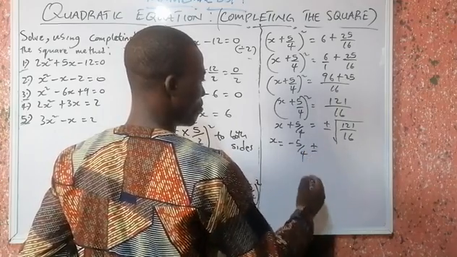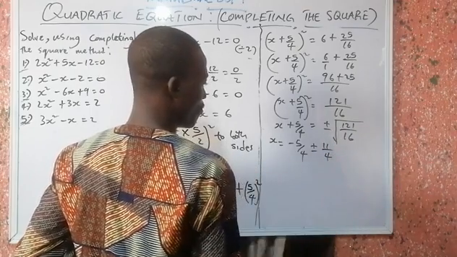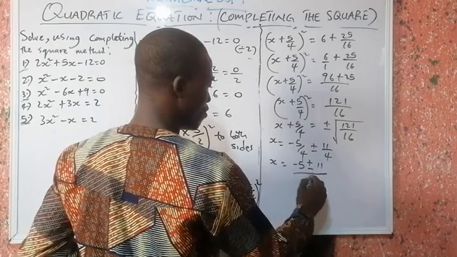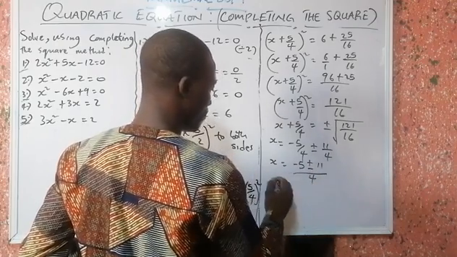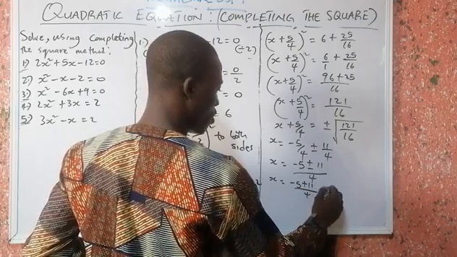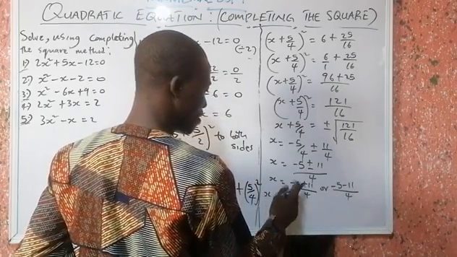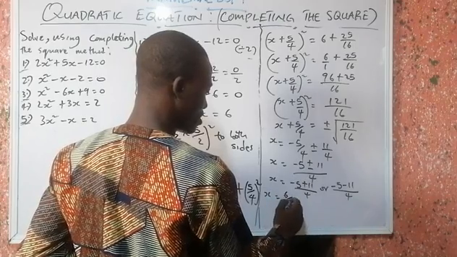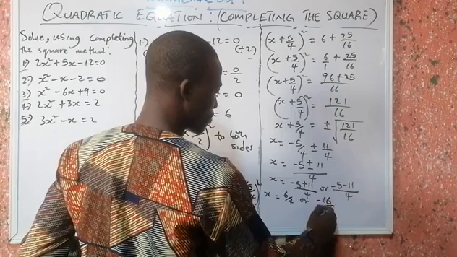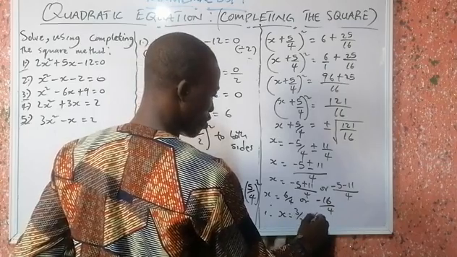What do I have here? Plus or minus. What is the square root of 121? 11. The square root of 16 will give me 4. So x equals minus 5 plus or minus 11 over 4. And this will give me x equals minus 5 plus 11 over 4, or minus 5 minus 11 over 4. Minus 5 plus 11 will give me 6 over 4, or minus 5 minus 11 will give me minus 16 over 4. So my x, therefore, will be equal to 3 over 2, or minus 4.